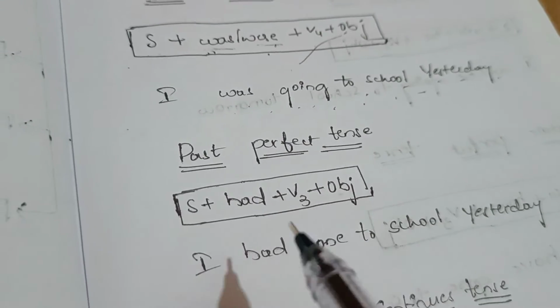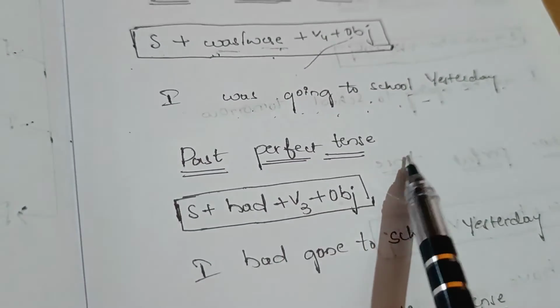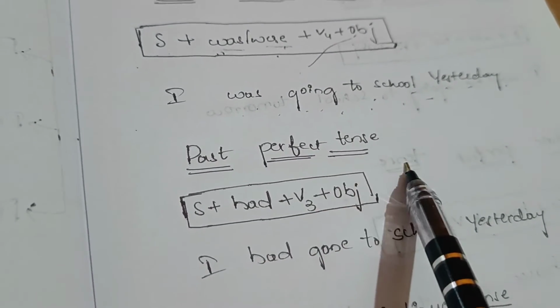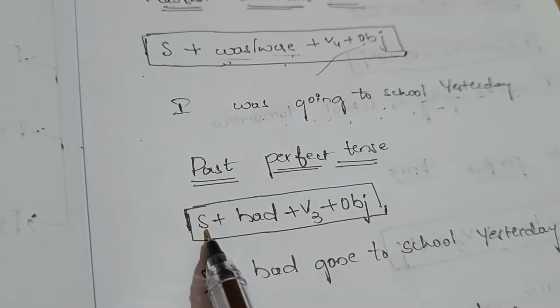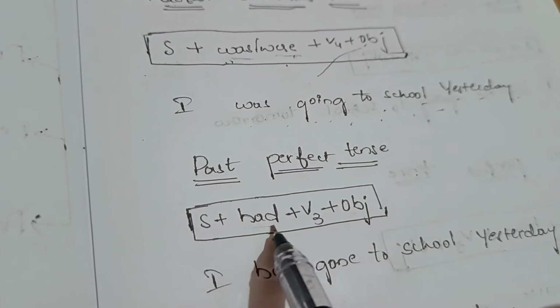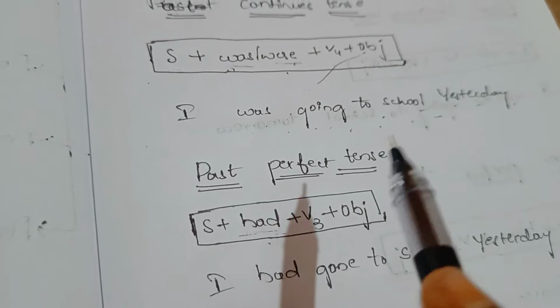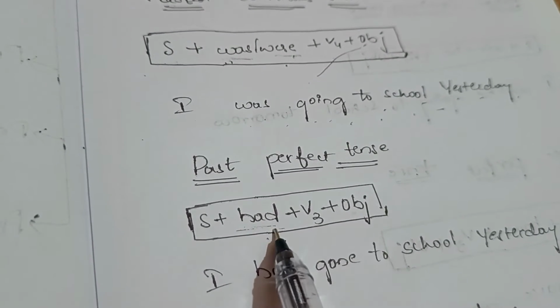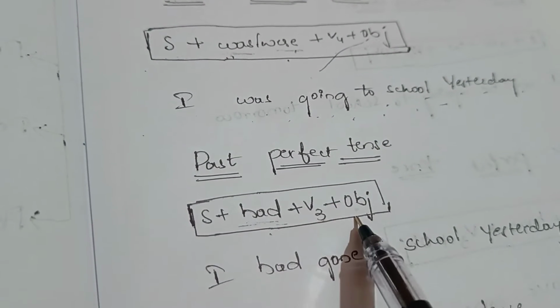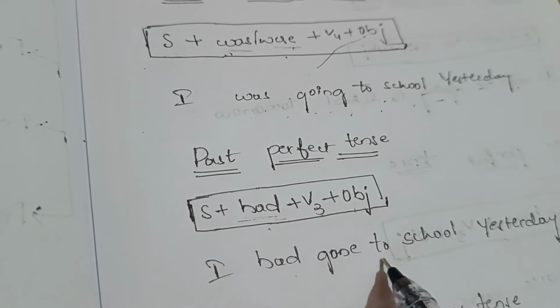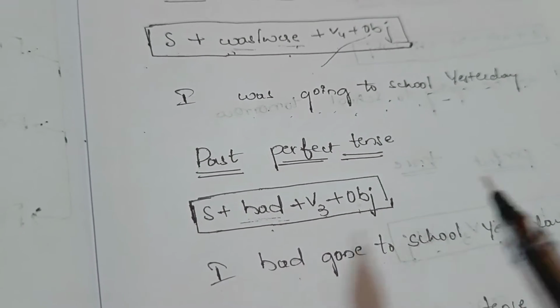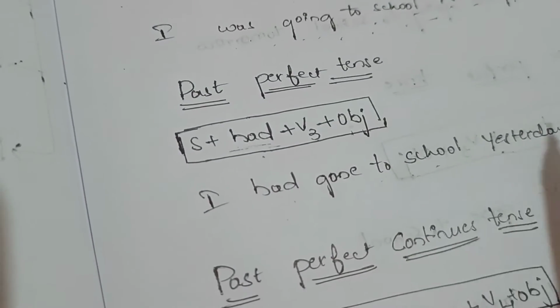Okay, next let's see past perfect tense. So, past perfect tense has a formula subject plus had. Here, past we indicated by had, and as have forms always carry V3 forms. So, V3 plus object. I had gone to school yesterday. I had written a letter yesterday.